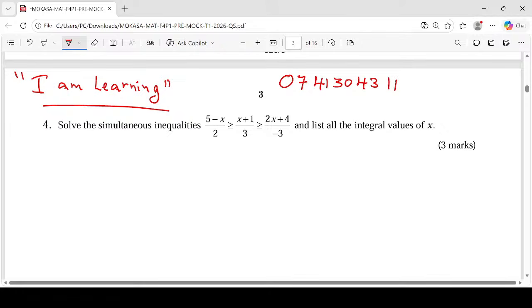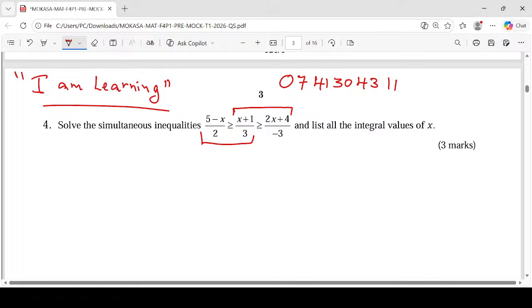Question 11. Solve the simultaneous inequalities: (5 minus x)/2 is less than or equal to (x plus 1)/3, which is less than or equal to (2x plus 4)/(negative 3), and list all the integral values of x. We are going to divide this into 2, so this will be the first set, and this will be the second set.